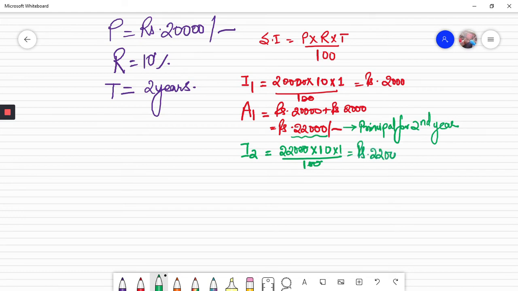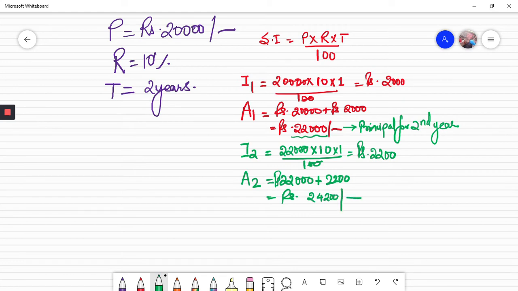Now amount at the end of the second year will be equal to 22,000 plus 2,200, that will be equal to rupees. Don't forget to mention the rupees here. So it is 24,200.